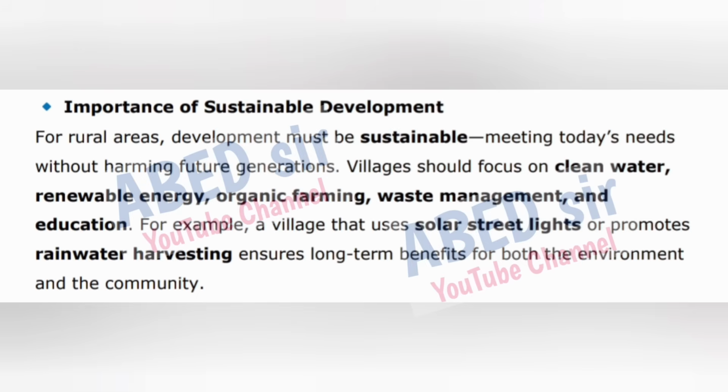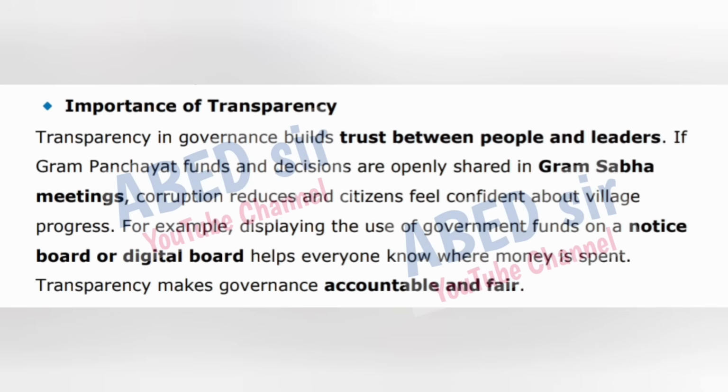Villages should focus on clean water, renewable energy, organic farming, waste management, and education. For example, a village that uses solar street lights or promotes rainwater harvesting ensures long-term benefits for both the environment and the community. Importance of transparency. Transparency in governance builds trust between people and leaders.